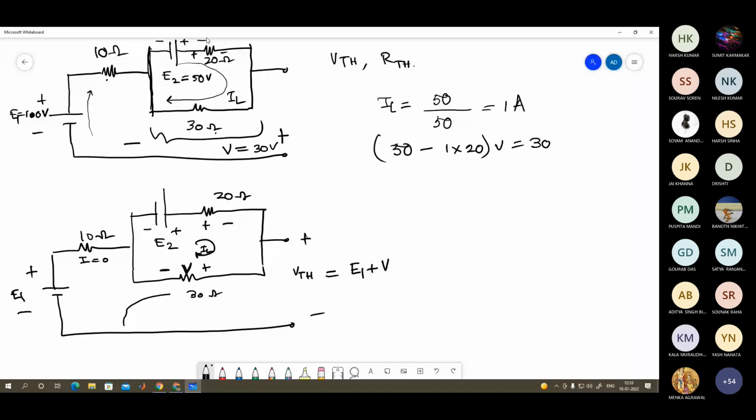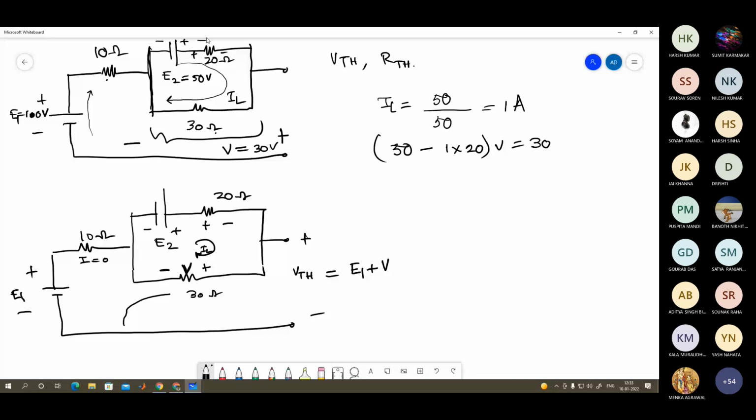Let it be V, that I have assumed, so that polarity remains in an assistive way. So it is assisting E1, therefore E1 plus V. Now what is our V? E1 is equal to 100. What is this V? IL is 1 ampere, right?